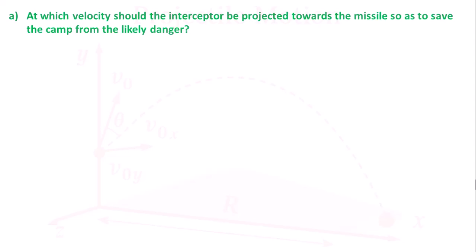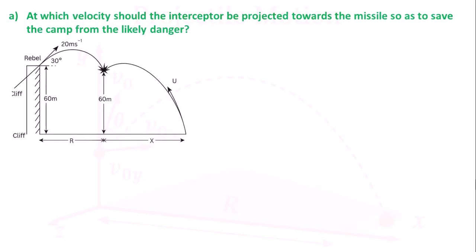At which velocity should the interceptor be projected towards the missile so as to save the camp from the likely danger? If both the missile and the interceptor are projected at the same time, by the time they collide, they will have taken the same time of travel. Let the initial speed of the interceptor be u. Therefore, considering the motion of the rocket, projected, it will have covered a horizontal distance equivalent to range R.